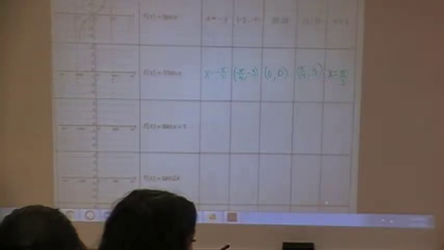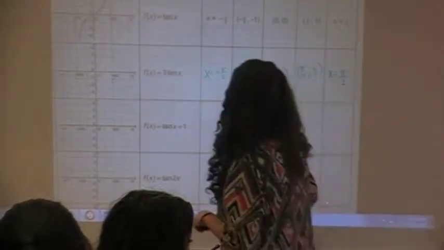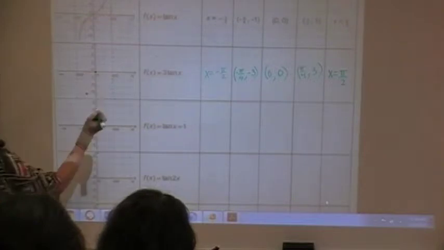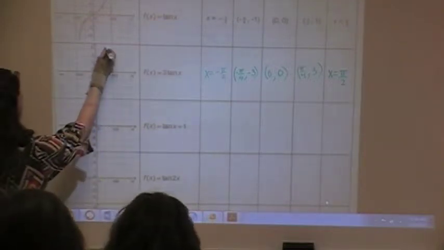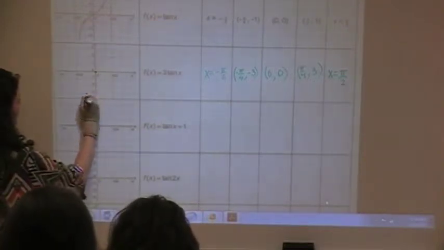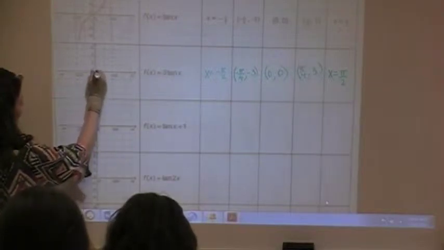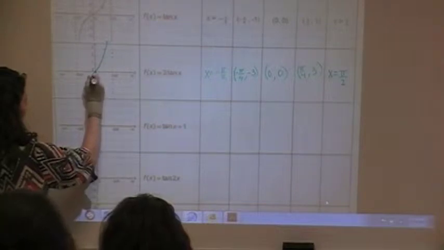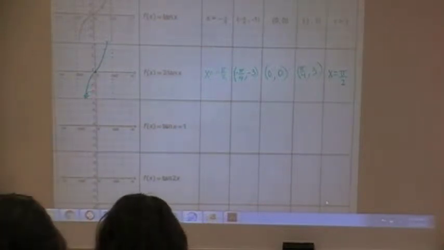You're right. I completely agree with you on that one. Okay, so negative pi over 4, negative. Dang it. I keep getting confused because the lines aren't the same. That's how. Looks kind of like that.